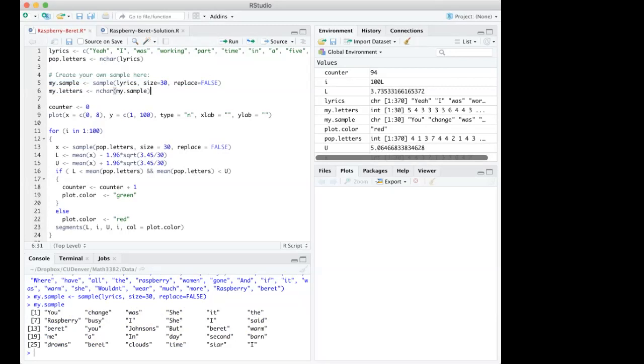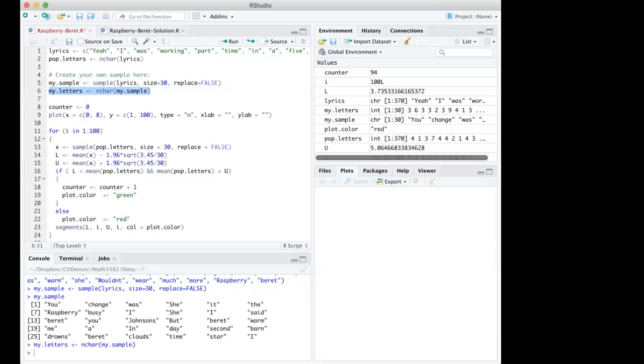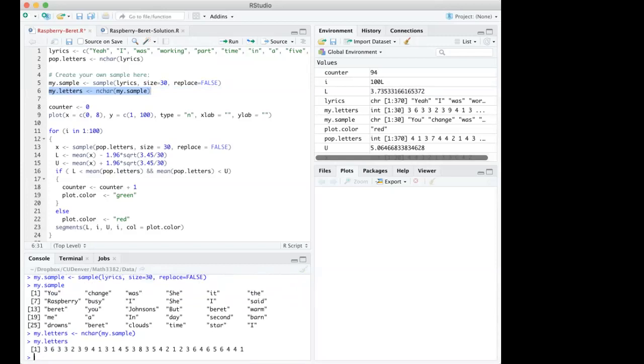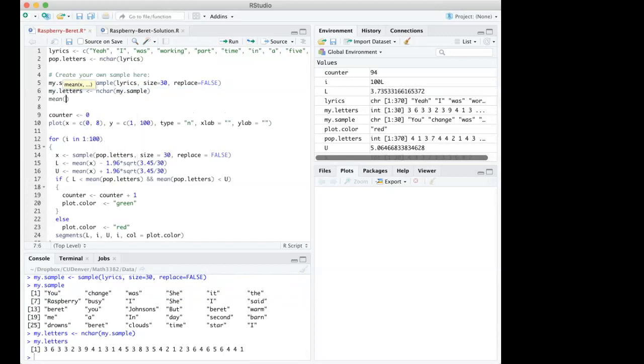And next, I want to convert each of these words into a value corresponding to how many letters are in the words. So that's what nchar my sample does. And I converted that to a sample called my letters. So if we look at my letters, this 3 corresponds to you having 3 letters. This 6 means that the word change had 6 letters, and so on. And finally, let's go ahead and see what the mean of my sample is. Oh, excuse me, I want to calculate the mean of my letters. That was the vector of values corresponding to how many letters were in each of the 30 words.